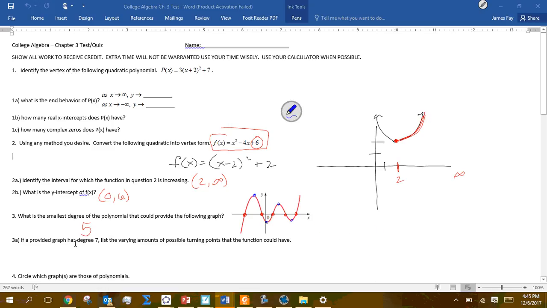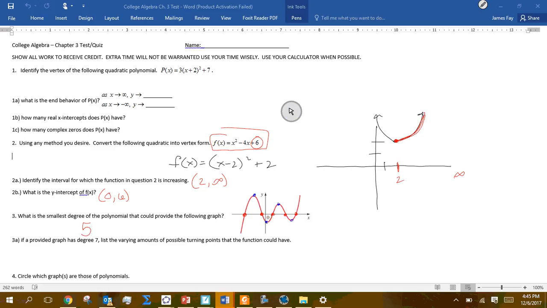3a says, if a provided graph has degree 7, list the varying amounts of possible turning points that the function could have.